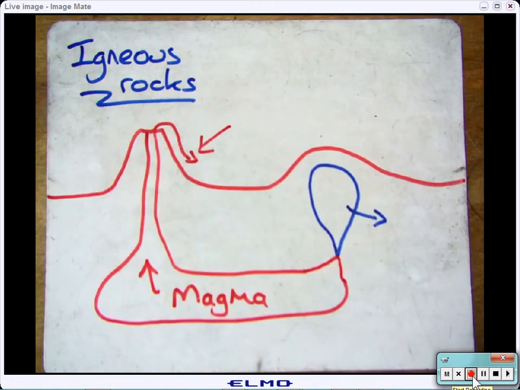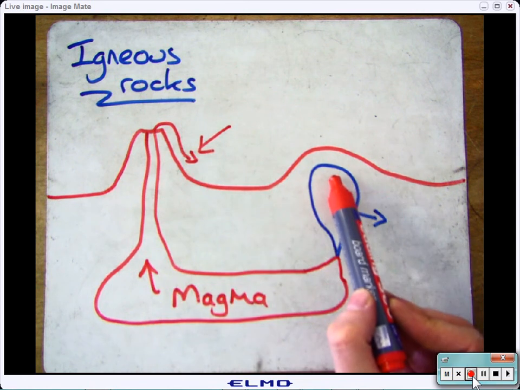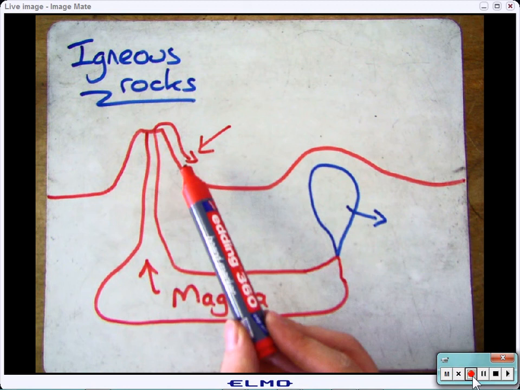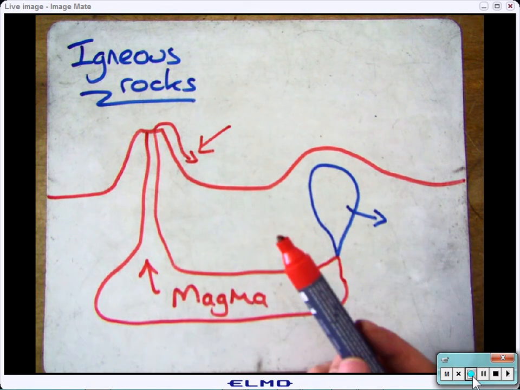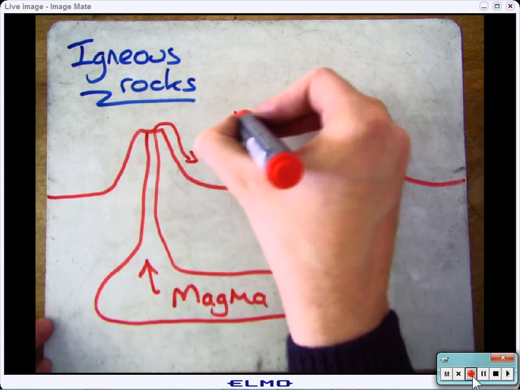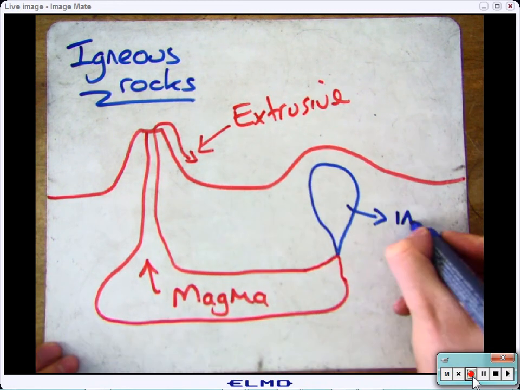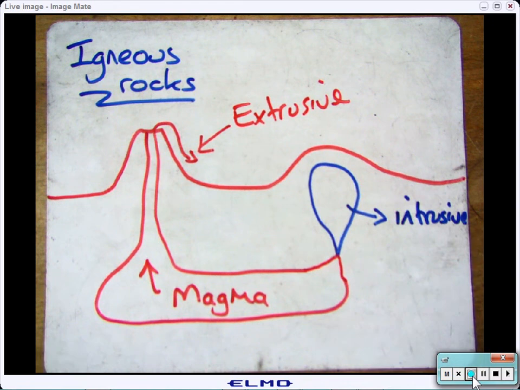The final type of rock is igneous rock. Now there are two different types of igneous rock which produce different sized crystals of the rock. What happens with igneous rock is magma comes out of the volcano, or sometimes doesn't quite make it out, and then cools down. So this molten rock, so where the rock has melted, comes out and it either produces extrusive or intrusive rock. Extrusive just means outside, and intrusive means inside.